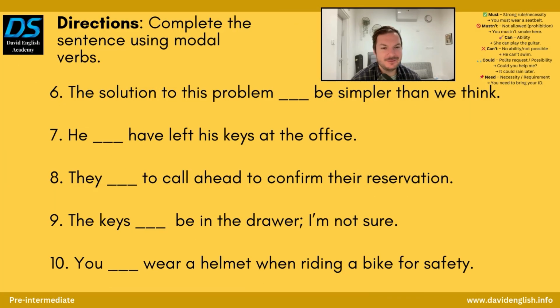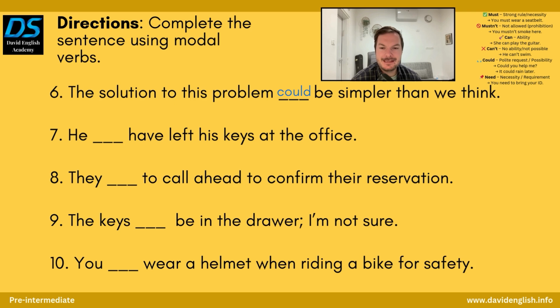You're doing amazing. We're on number 6. The solution to this problem be simpler than we think. I think there's a possibility here. So the answer is the solution to this problem could be simpler than we think.